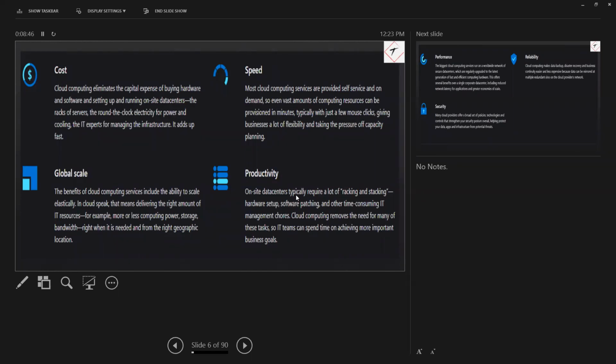Productivity also increases because you are not typically looking at a lot of hardware setup, or you need not focus on updating, which could be time consuming, and also you would need a lot of IT personnel to maintain it. So this is also a key benefit of moving to cloud.